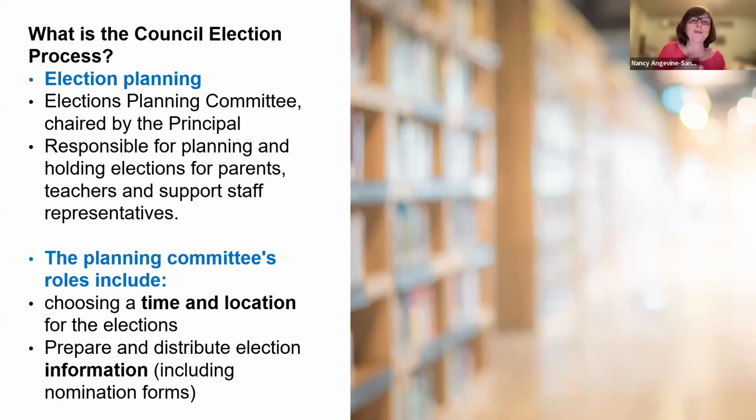The committee is responsible for planning and holding the election for parents, choosing the time and the location of the election, and preparing and distributing the information about the election: what it is, when it is, where it is, why it is, and including the nomination forms as well. Again, I want to emphasize that each of these jobs is a responsibility of the principal to make sure that they're out. For example, notification of an election must occur 14 days before the election, but a planning committee can do a lot of that work for the principal.